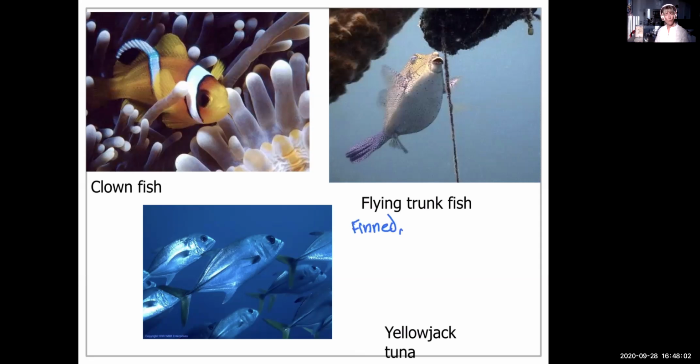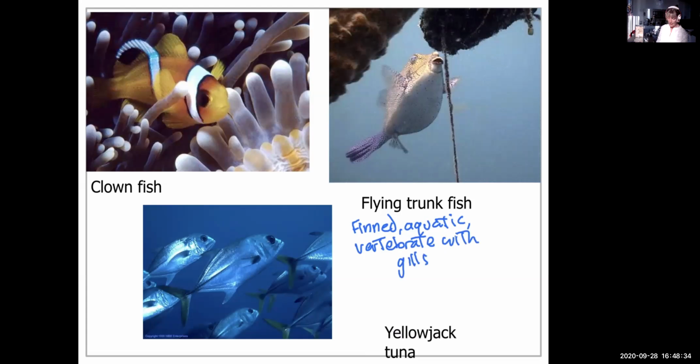Do they exist outside of water? No, right? So they're aquatic. They are a vertebrate. You can't always tell that from the outside, but we know that they're vertebrates. And they have gills. So a finned aquatic vertebrate with gills. That would be a good description of a fish.